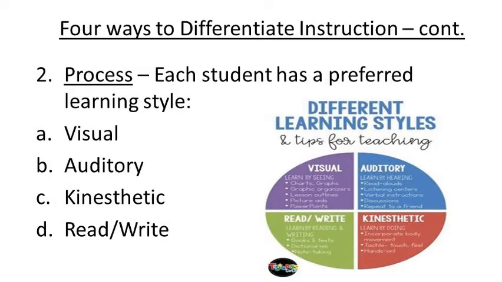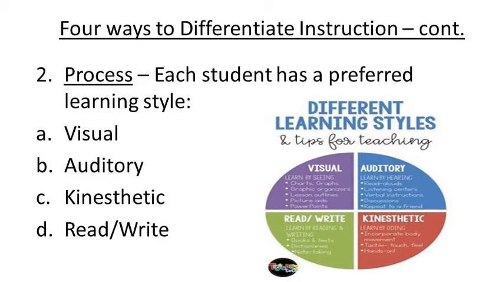The second way is process. Each student has a preferred learning style, just as you and I. There's visual, auditory, kinesthetic, and read and write. So remember that the process related method also addresses the fact that not all students require the same amount of support from the teacher, and students should choose to work in pairs, small groups, or individually. Some students may benefit from one on one interaction with you or the classroom aide.